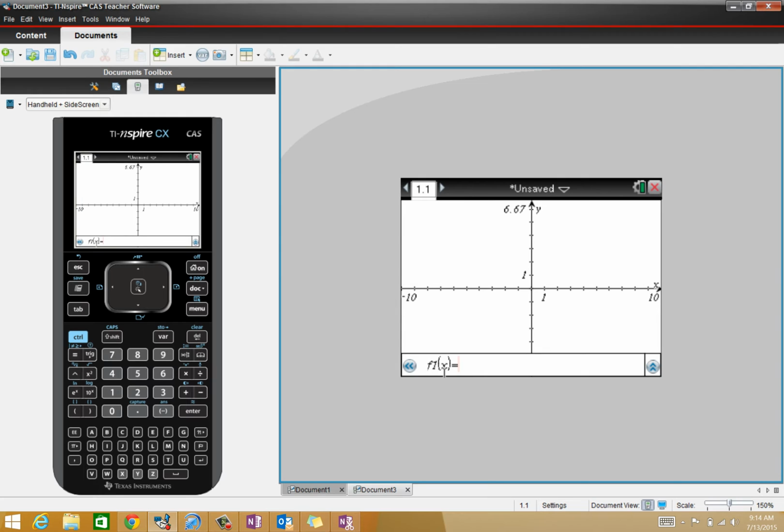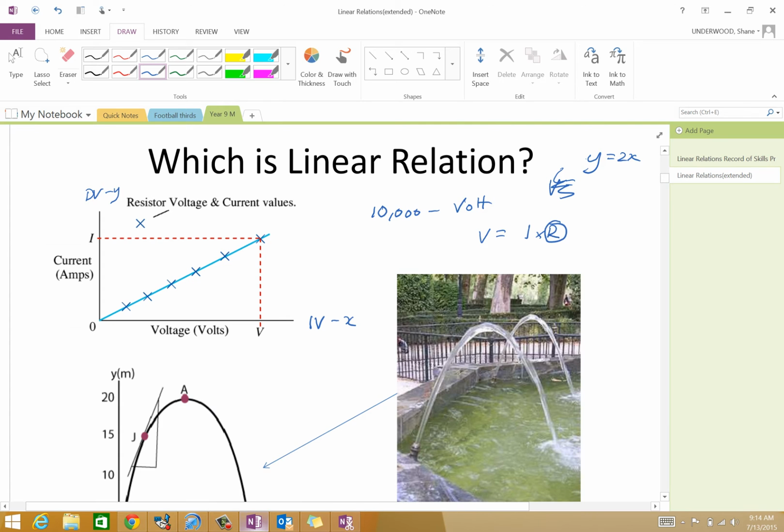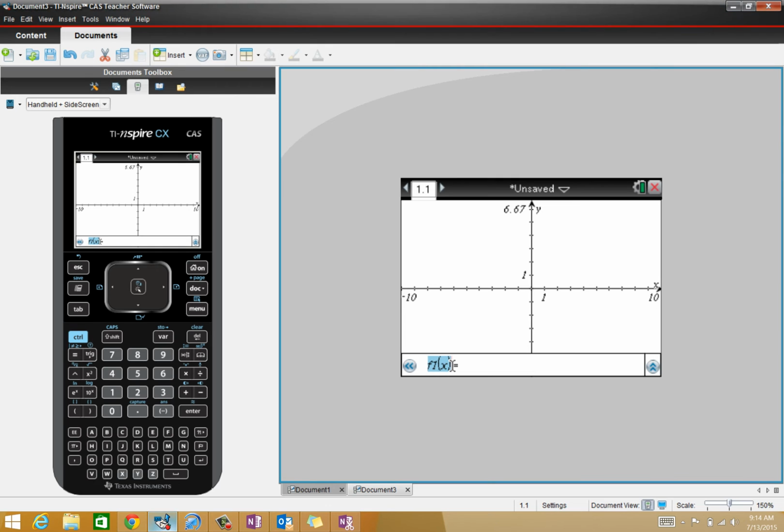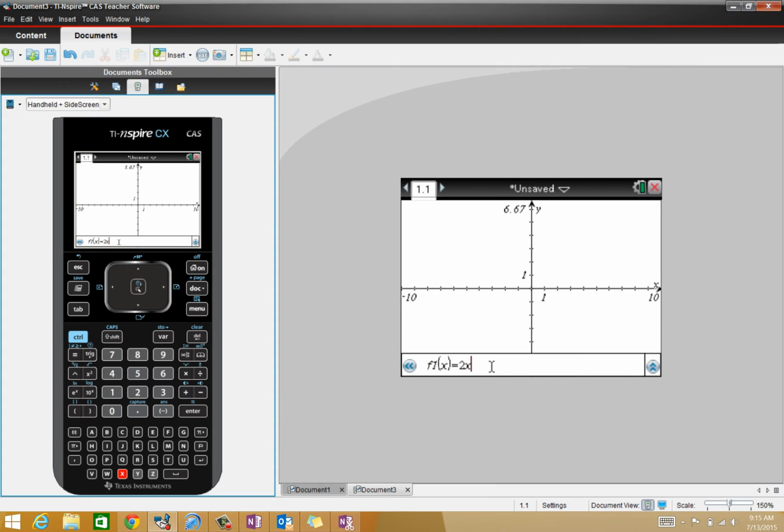Now this thing says f1 of x. That's saying it's a function of x. I want you to treat that as the dependent variable or the y-axis, because we have an equation of y in terms of x generally. Okay? So, what does the graph of y equals 2x look like? Well, we press enter. You can see there's a graph.